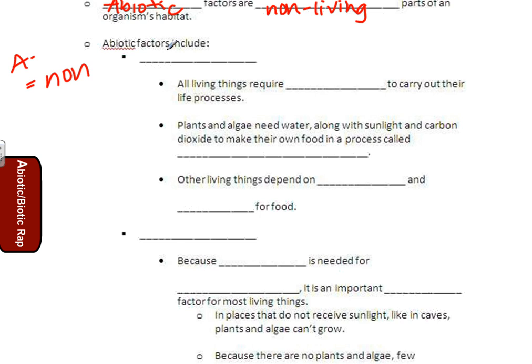So abiotic factors include water, okay, and that can be abbreviated with H2O. Okay, all living things require water to carry out their life processes. So for them to be able to live, they have to have water. Plants and algae need water along with sunlight and carbon dioxide to make their own food in a process called photosynthesis.